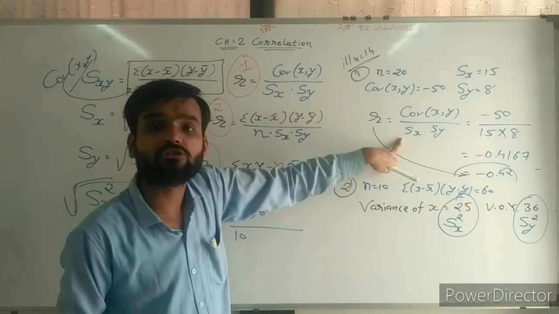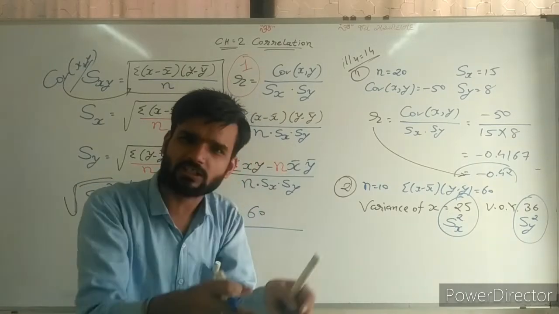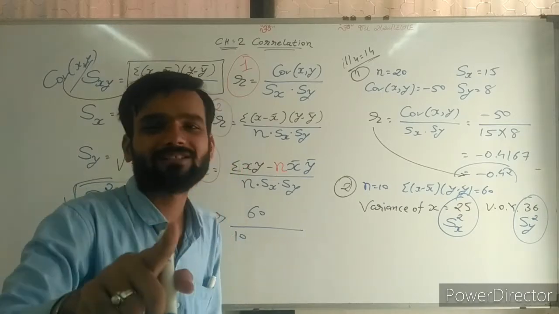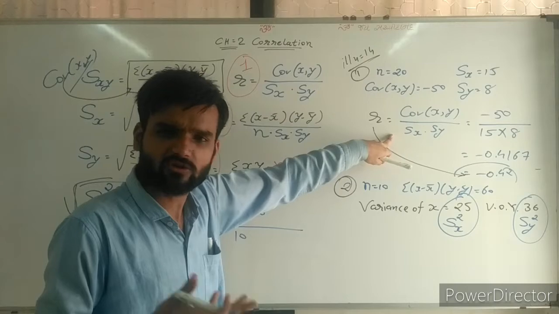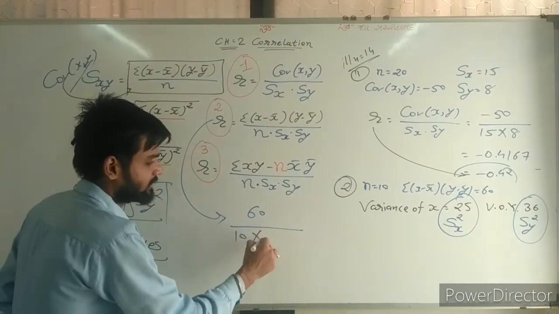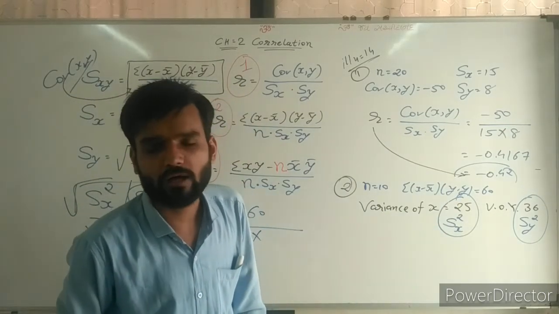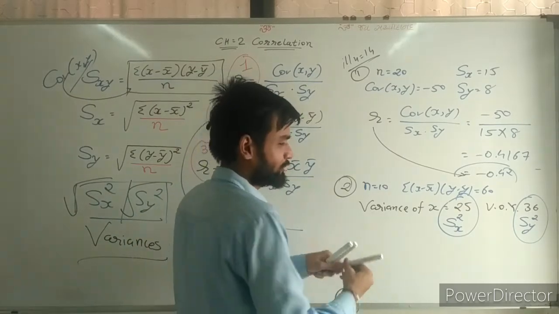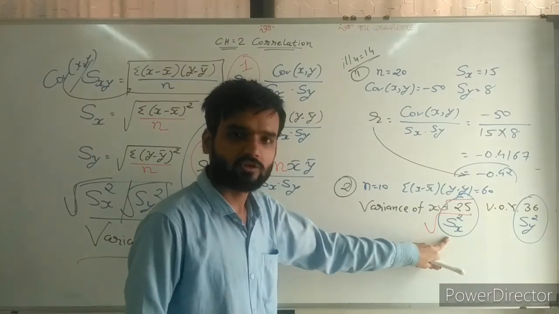Sir, here n was not used. Is it compulsory to use everything that is given to you? It is not compulsory, and that's why n is not in this formula. Where n is there, use n. Now sx: sir, here sx square is given. We don't know sx, do not worry. Find its root, and it becomes sx.